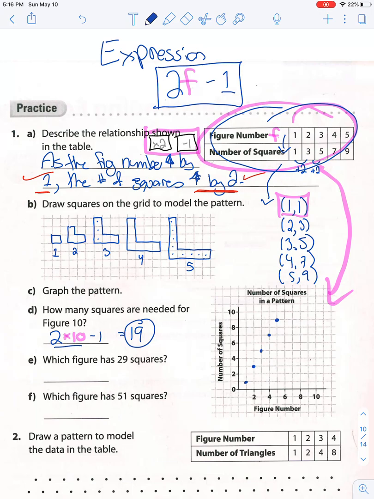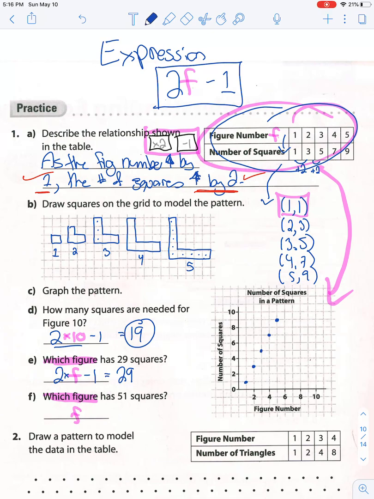Next one, which figure has 29 squares? Okay, so we want to know which figure. So that means we do not know the f. Same thing for this one, we do not know what the f is. But we can put in the rest of the equation. So we know it's 2 times f minus 1 equals 29, okay?